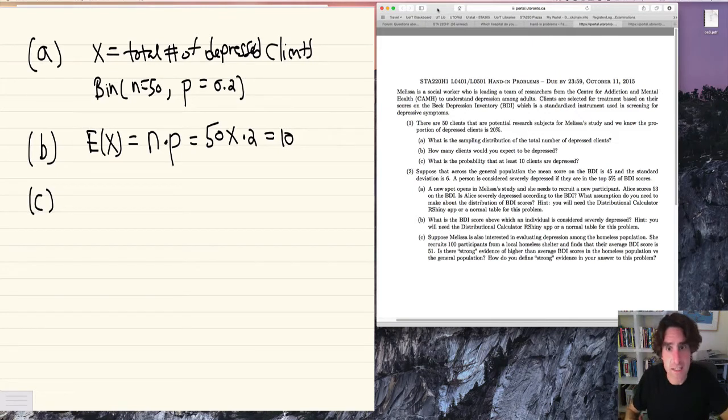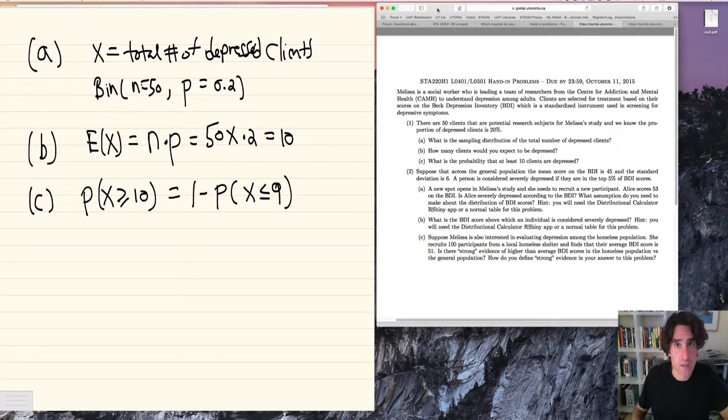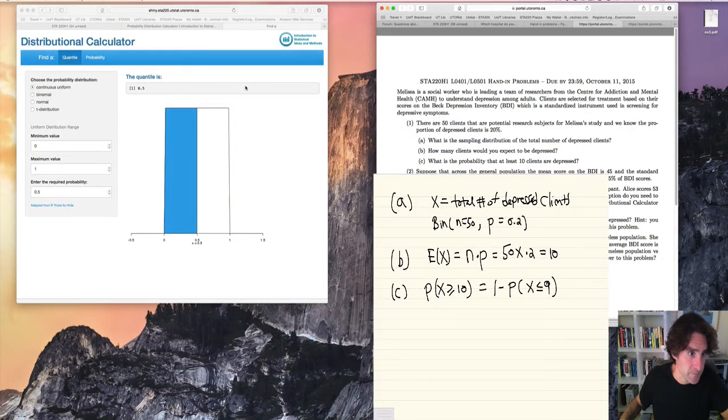In part C, it's saying, what is the probability that at least 10 clients are depressed? So that is, what's the probability that X is greater than or equal to 10? Well, that's the same as 1 minus the probability that X is less than or equal to 9. And so we can go to our distribution calculator and calculate that probability.